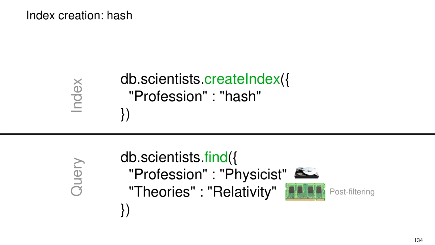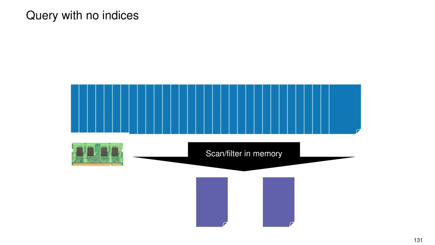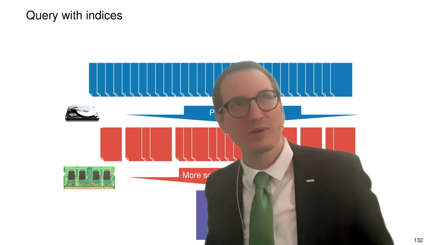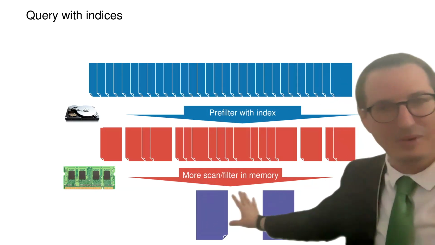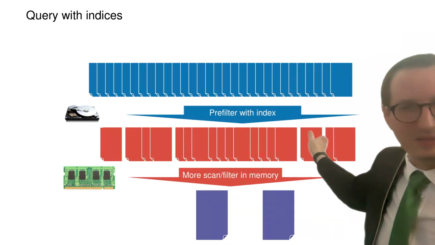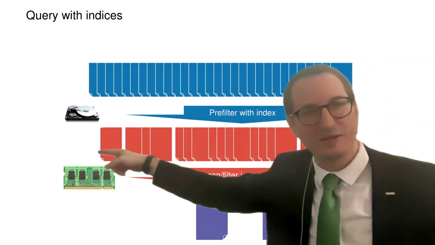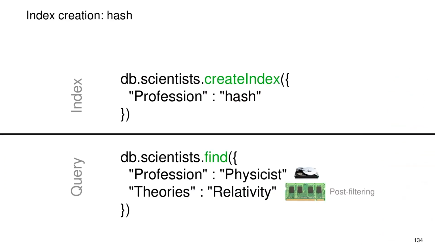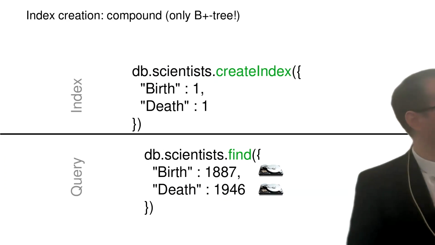Who understands this? Right? So I have this slide right here. If you have no index at all, you have to scan through the entire collection, linear time, because you don't have any index. You need to look at the documents one by one. If you have an index, then what you do is that you use your index to pre-filter the documents and get few results, right? And after you have the results, you can scan them in memory. So in my example, profession physicist, you use the index to instantly get the physicists. And then for theories relativity, you have to do them one by one because here it was not indexed. That's the idea.